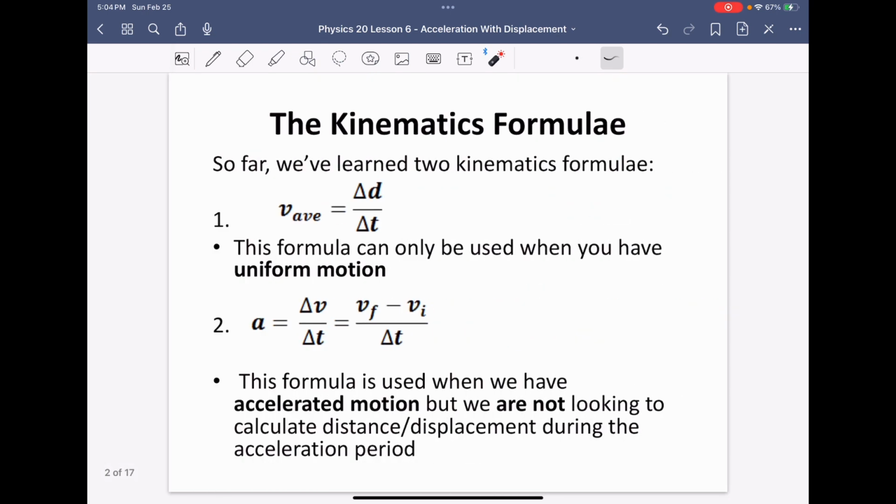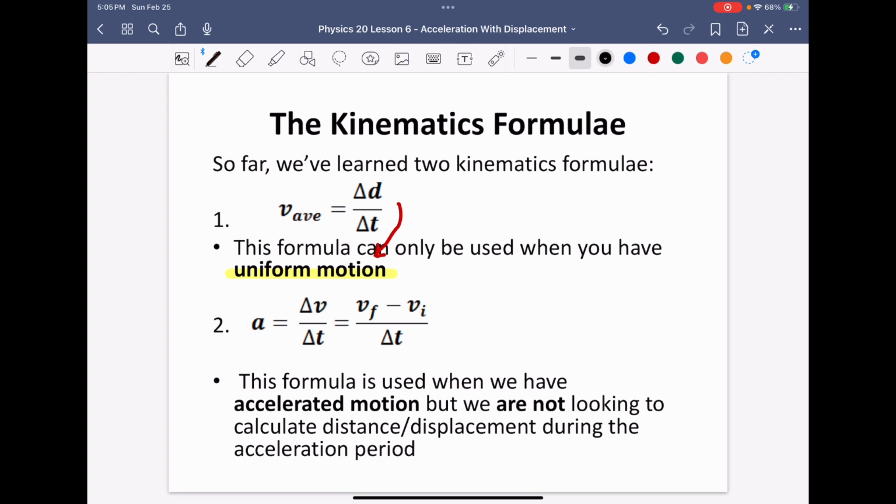Now, the kinematics formula we've learned thus far, the one that represents our uniform motion, is the following. It's our velocity equation, where velocity equals displacement over time, or speed equals distance over time. So we can think about it in terms of a scalar or a vector quantity, and this gave rise to the uniform motion equation. So we only have one equation that matches up with that. Then what we did in lesson 5 is we established this new acceleration equation, where acceleration is the change in velocity over change in time.